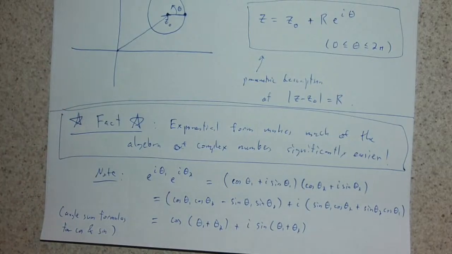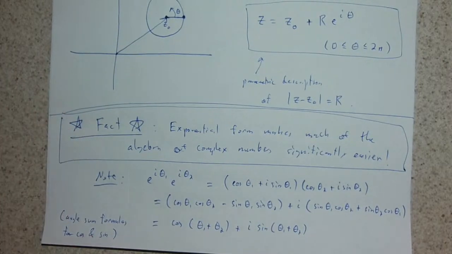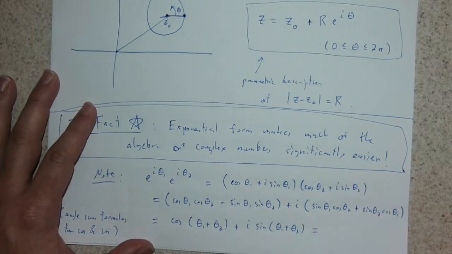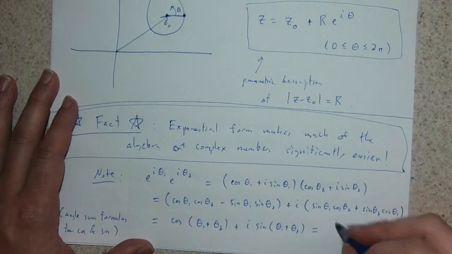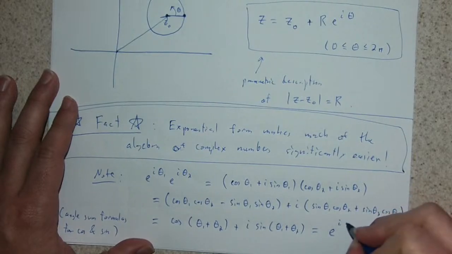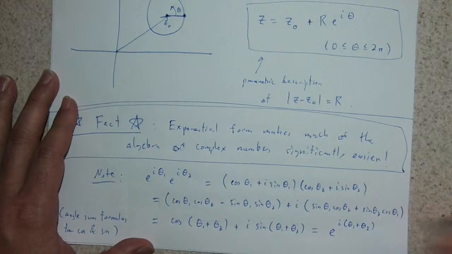So you're forgiven if you don't have those memorized off the top of your head, but this is exactly where they come from. I kind of spoiled the fun there. The way that I remember these formulas is exactly from this expression. Okay, so what does this mean once we have them written as an angle sum here? This means that this is e to the I times theta sub 1 plus theta sub 2.